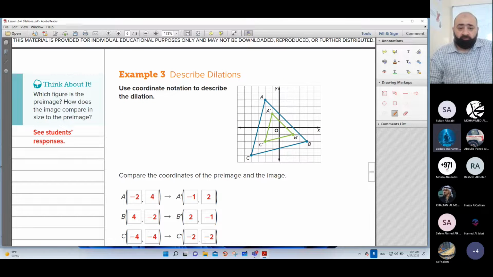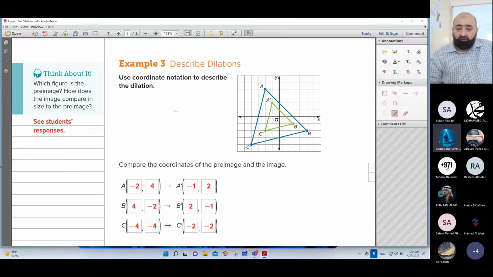Describe the dilation. Use coordinate notation to describe the dilation. As you see, we have a graph here. In the blue color, we have A, B, C. This is the pre-image. And in the green color, we have A prime, B prime, C prime. This is the image. As we see the relation between them, is it enlargement or reduction? Or do we have the same size?